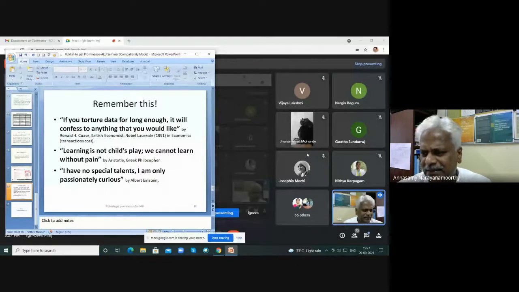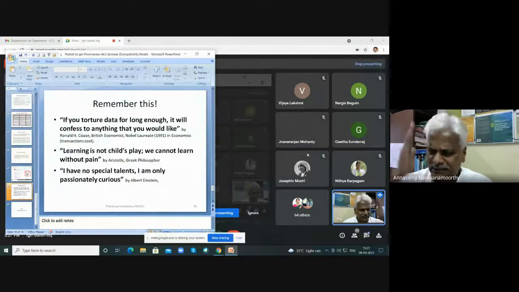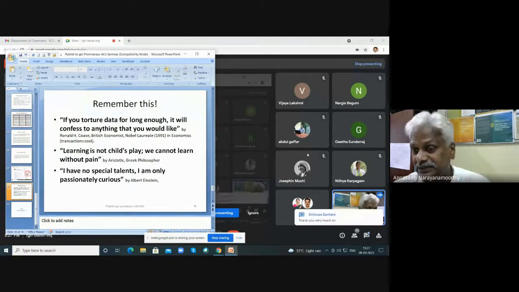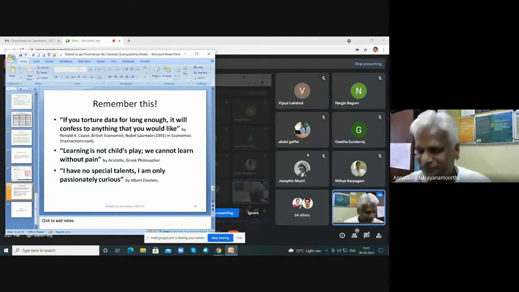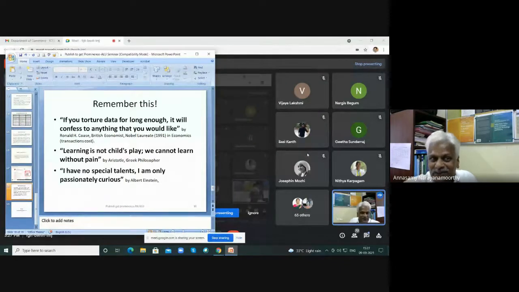Which means torture means run, run again, compute again, run again, compute again. It will confess. Remove outliers, change the base, cut the data into 2-3 pieces, make the variables interaction variables. Do all these things. Patience is needed, right? Take time. It will confess, it will support your hypothesis. It will give you the result that you are expecting, right? That is what Ronald Coase said. He got a Nobel Prize in 1991 in economics.